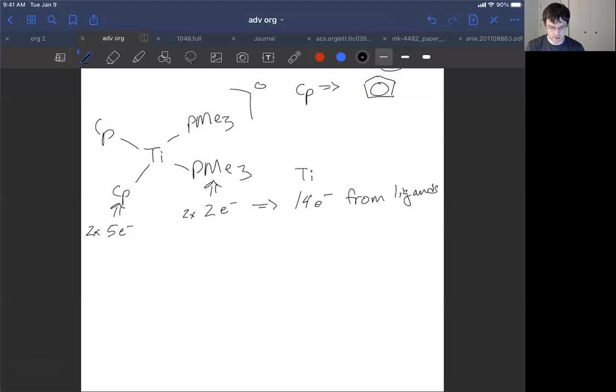Titanium, being group 4, gives us 4 electrons. And that gives us a grand total of 18 electrons because we don't have to take into account a charge or anything like that. The alternative approach is the oxidation state method.